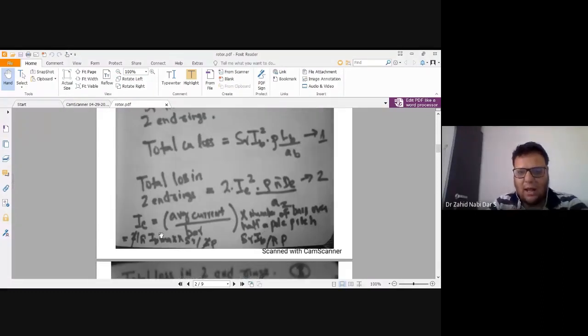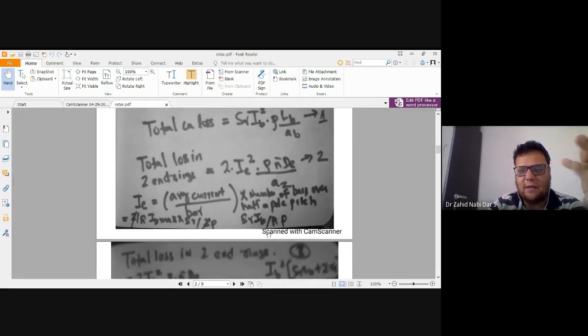Now IE, you have seen, last time also we calculated. This is the average current of the bar into the number of bars over half a pole pitch. So you can write this as 2 by pi IB max into SR by 2P, so you get IE as SR IB by pi P. This is in terms of your maximum current. If you want the RMS value, root 2 will come. In the previous class we have also submitted the PDF to you; you can go through it and relate to it.